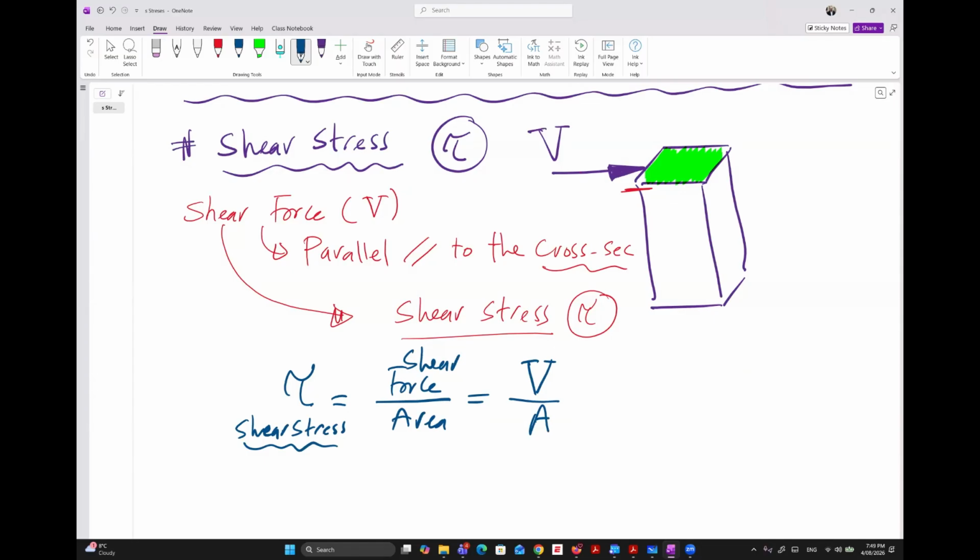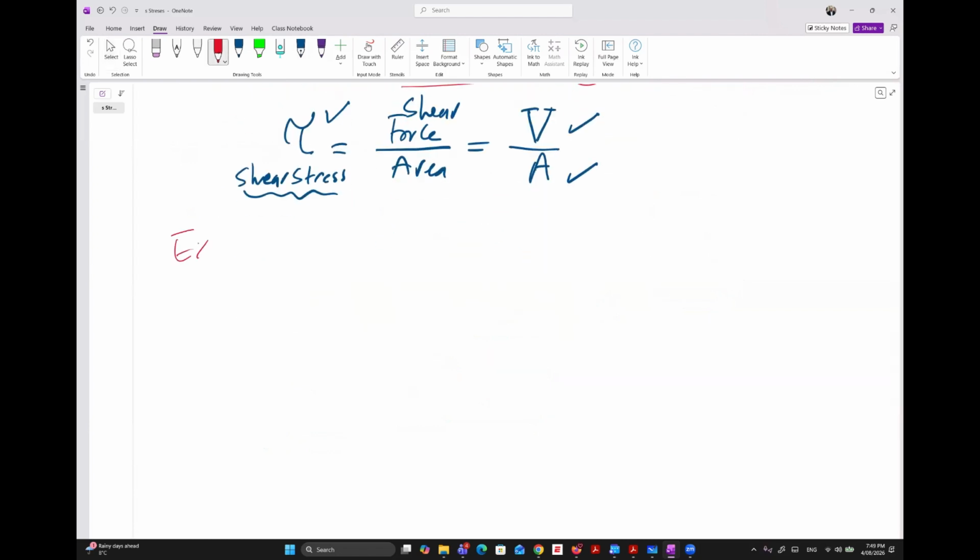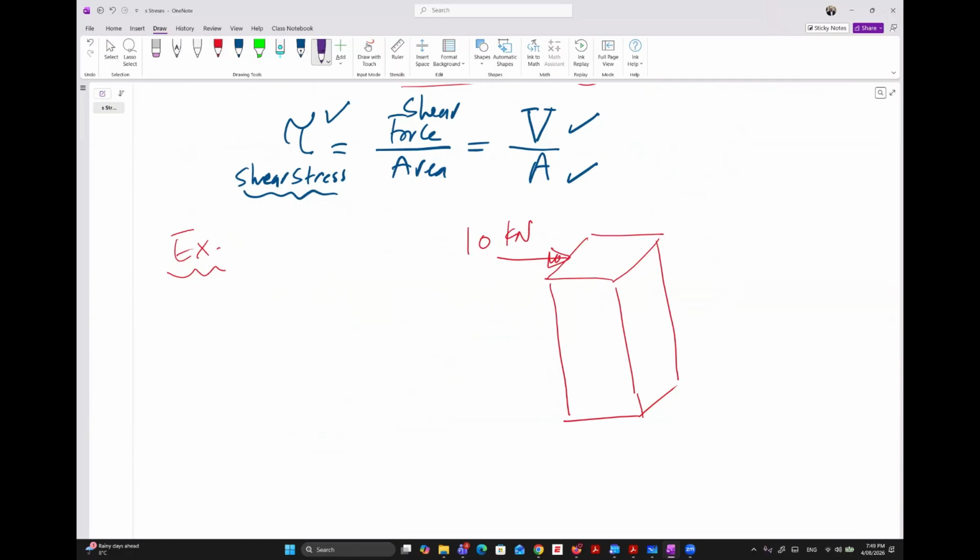Okay? So if we know shear force and area, we can know tau. So if we have a short example here as well, if we have the same force, what was the force in the previous example? 10 kilonewton. And I will keep the area almost the same.